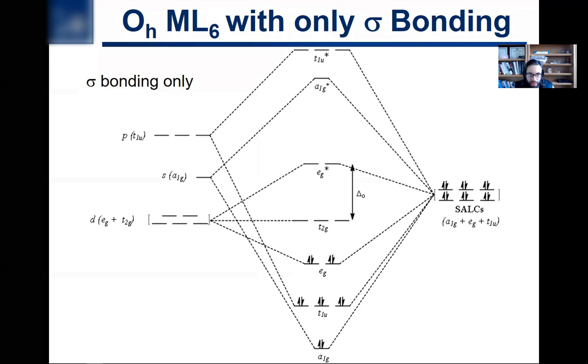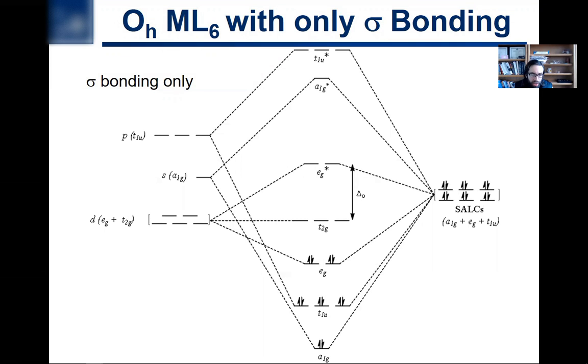So let's now look at the molecular orbital diagram for an octahedral complex. Okay, and so this is going to be an octahedral complex that only has a sigma bond. I'll get into what I mean by that in just a second. But first, let's look at the metal bonding side.